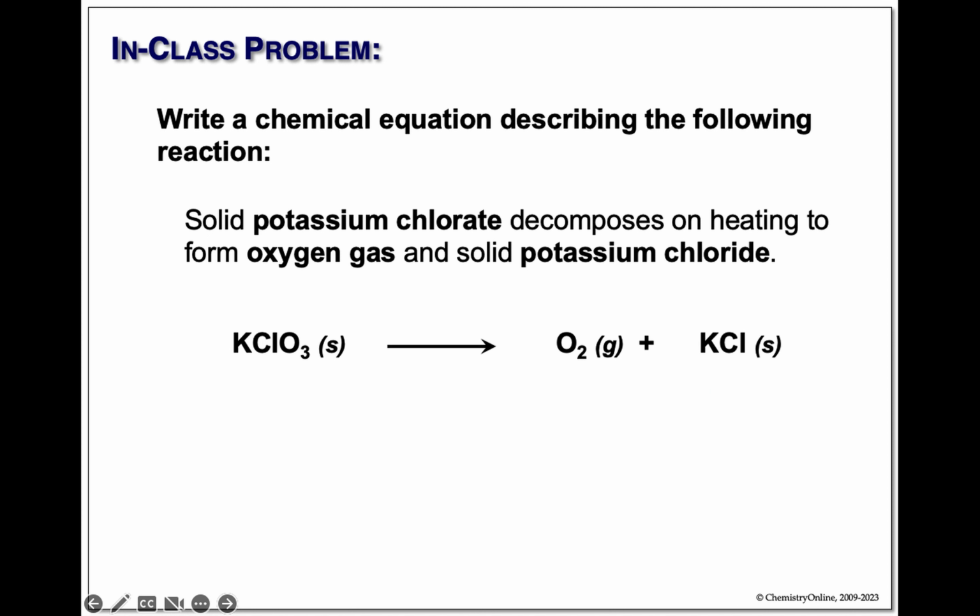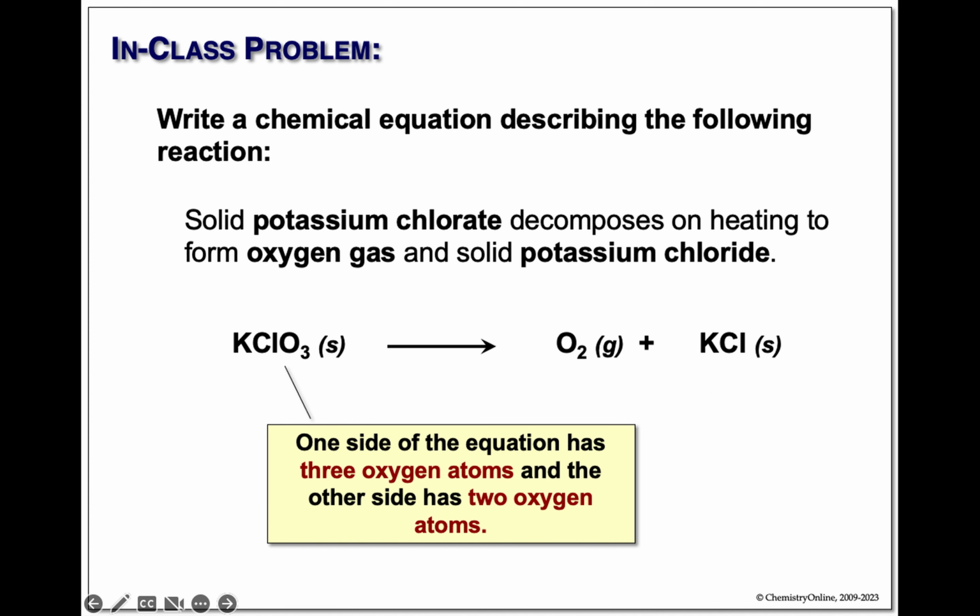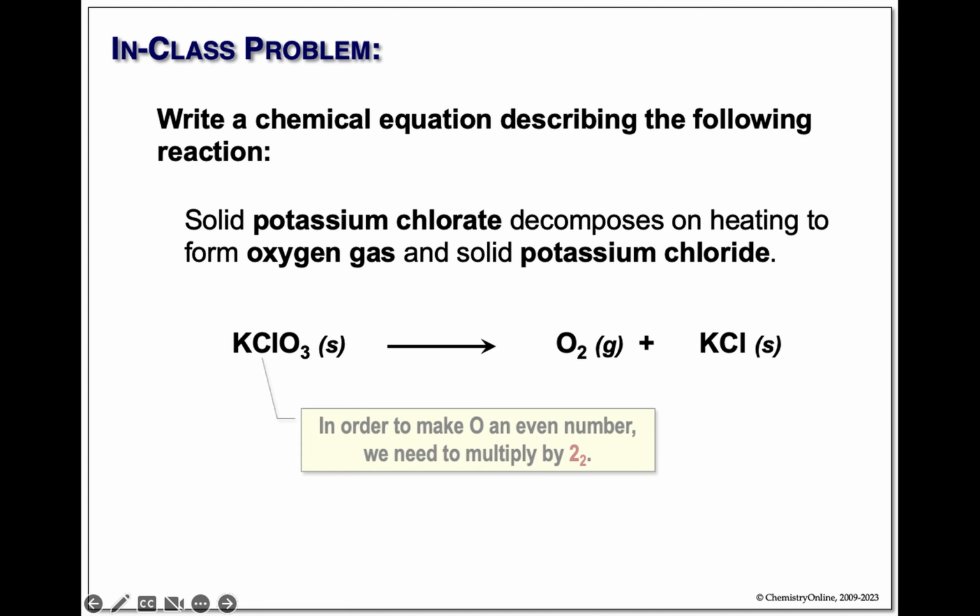All right, here's our basic equation. Is it balanced? We have 3 oxygens, we have 2, so no, it's not. I would balance this by first looking and saying, okay, if I put a 2 out here, double the KClO3, that'll give me an even number of oxygens to work with. So there's our 2.